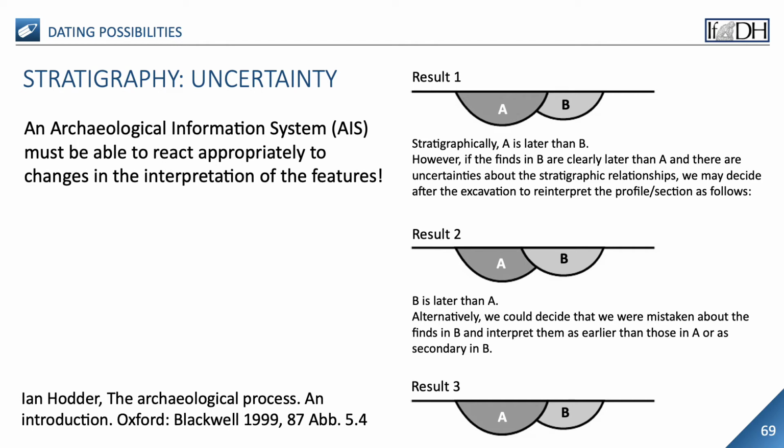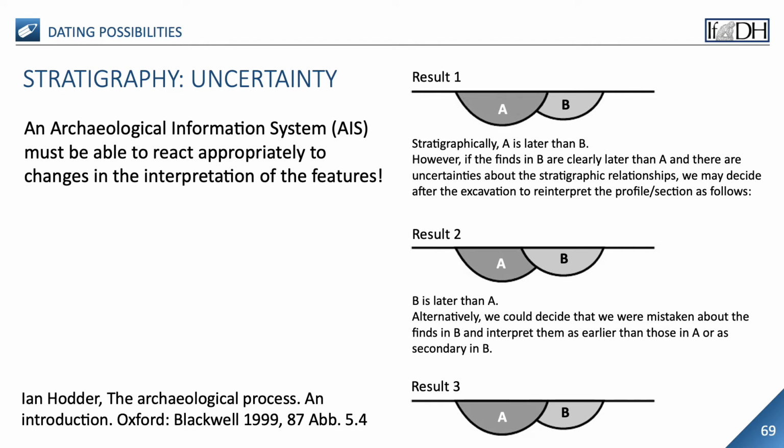Let us take a theoretical example given by Ian Hodder. Initially, the relationship of layers A and B was thought to be such that A was later than B. However, if the finds in B are significantly later than A, and there is an uncertainty about the stratigraphic relationships, we may decide after excavation to reinterpret the profile section and consider B to be later than A.